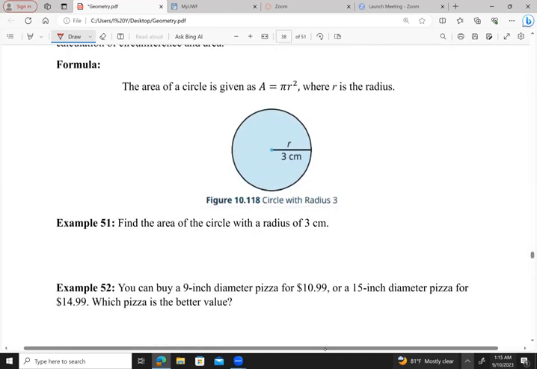So find the area of a circle with radius 3. Area equals pi r squared, which is pi times 3 squared, which is 9 pi, which is 9 times pi. Approximately 28.27 square centimeters.